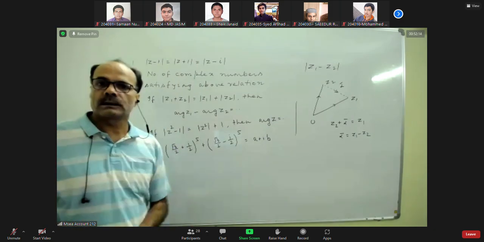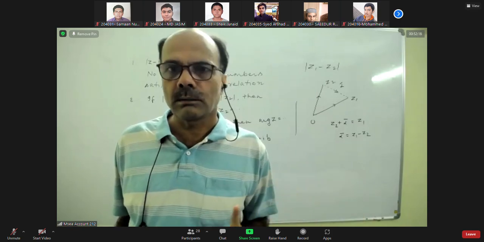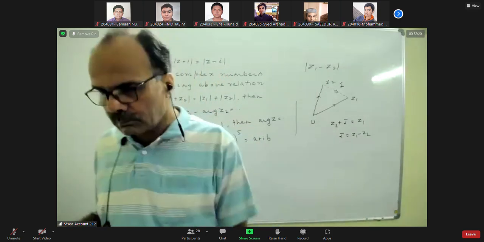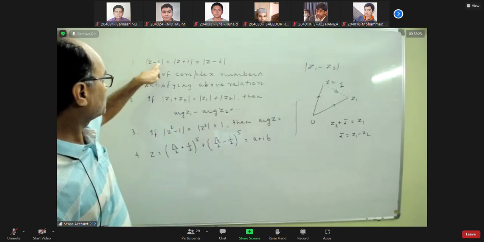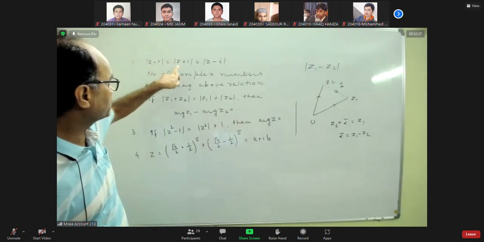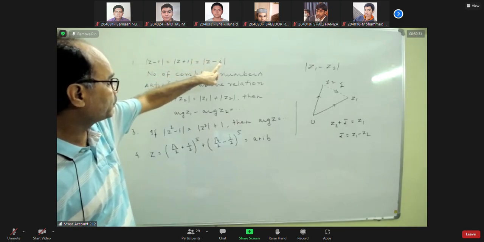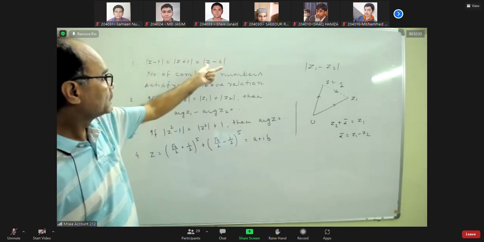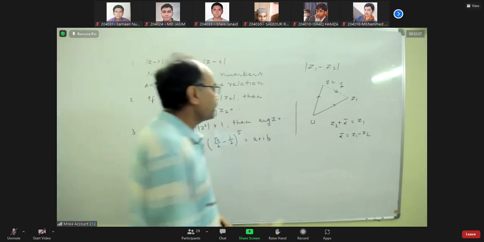First one, what is the answer? Is it one? Only one. Correct. See, the distance from Z to the point 1 is equal to the distance from Z to the point -1, which is equal to the distance from Z to the point i. Z is a variable point.